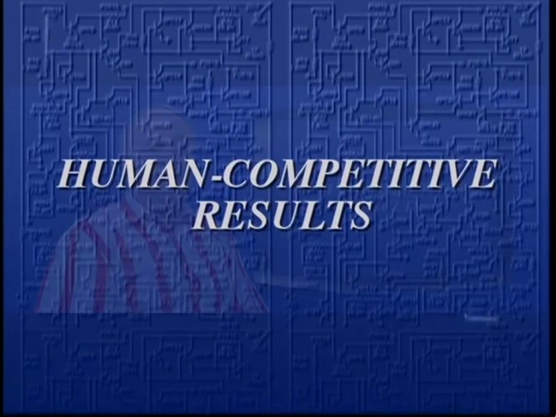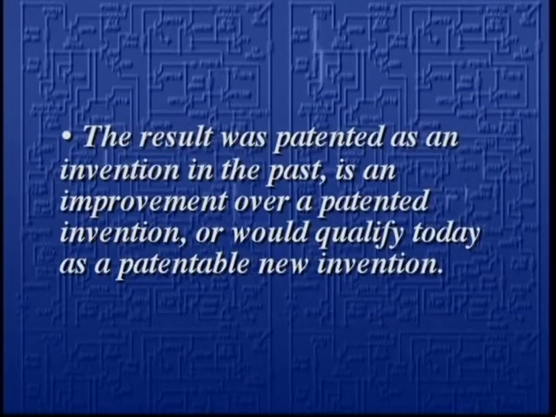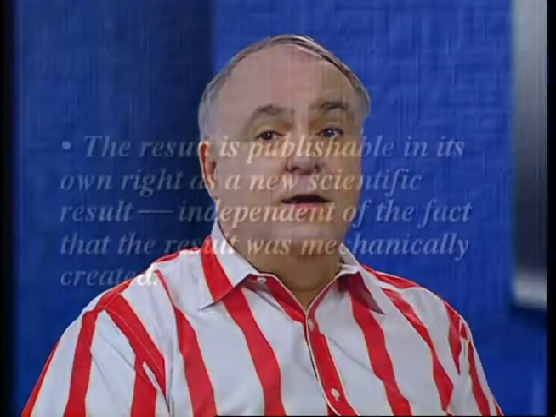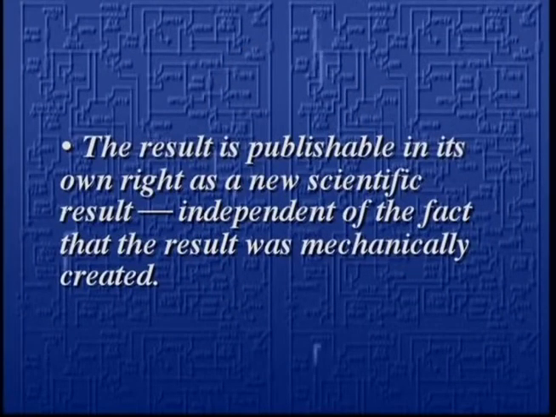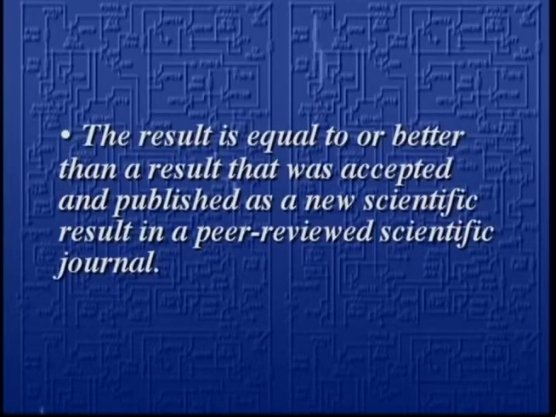Just what do we mean by human competitive? One of our criteria is that the machine-produced result was patented as an invention in the past, is an improvement over a patented invention, or would qualify today as a patentable new invention. Another is that the machine-produced result is publishable in its own right as a new scientific result, independent of the fact that the result was mechanically created, as evidenced, for example, by being equal to or better than a result that was accepted and published as a new scientific result in a peer-reviewed scientific journal.